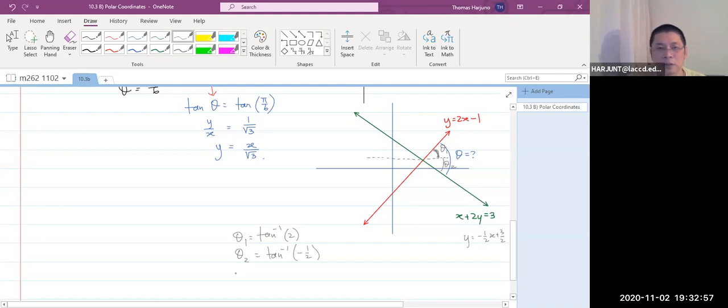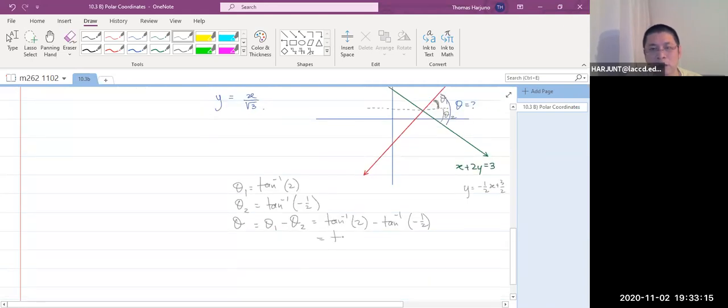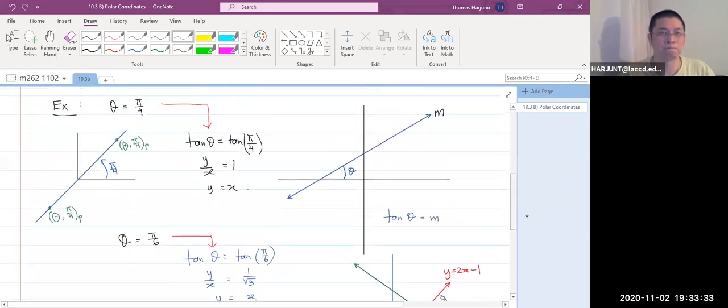Okay, so angle theta must be theta 1 minus theta 2. That's tangent inverse of 2 minus tangent inverse of negative 1/2. That's tangent inverse of 2 plus tangent inverse of 1/2. Okay, that's actually the side effect of this polar observation.